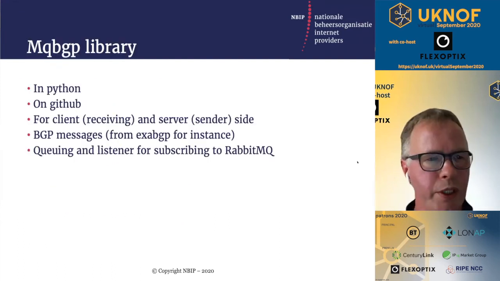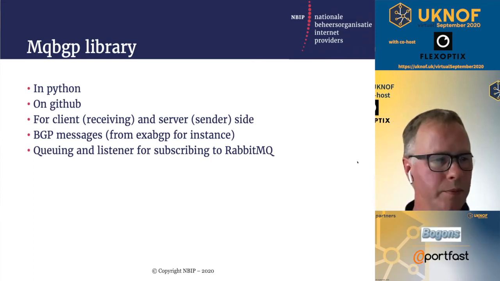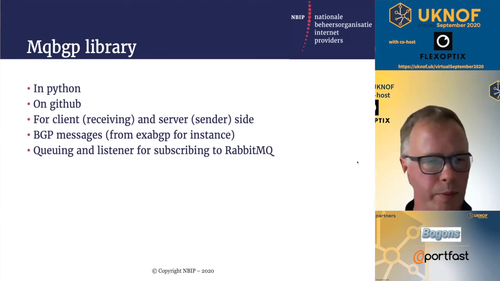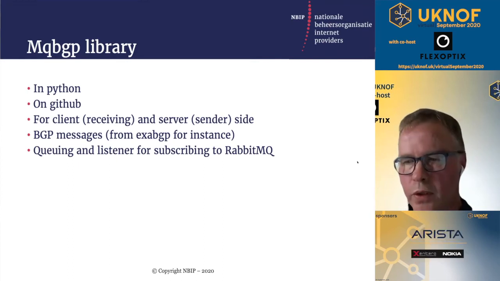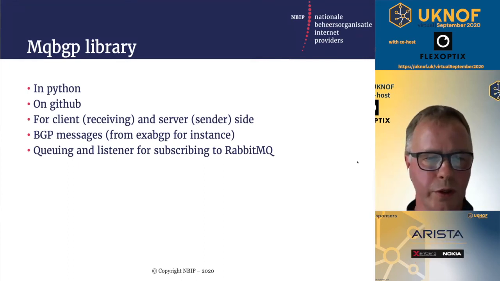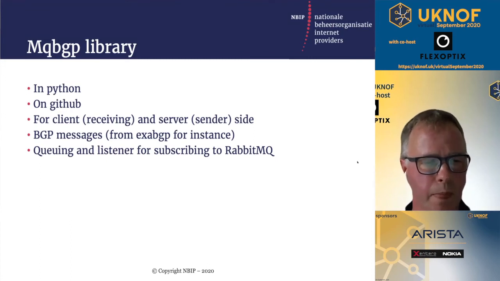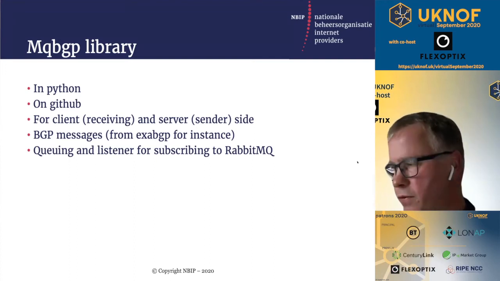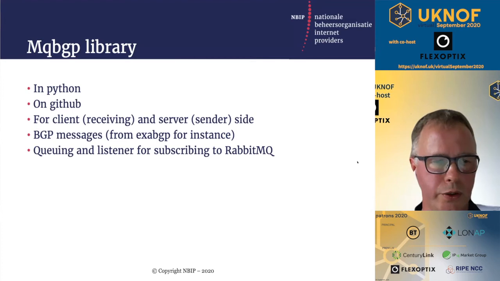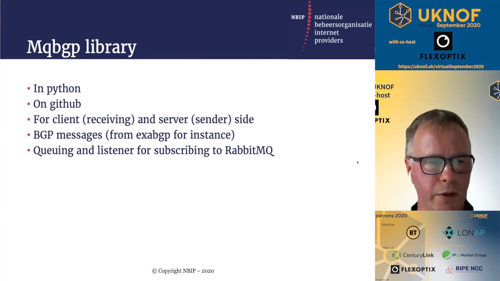Well, the Mqbgp library is written in Python. It is on GitHub. It has two parts, the sending and the receiving side. The sender can use this library to send the messages, and they will end up in the message queuing server. And the receiving side, the client, can use this data.